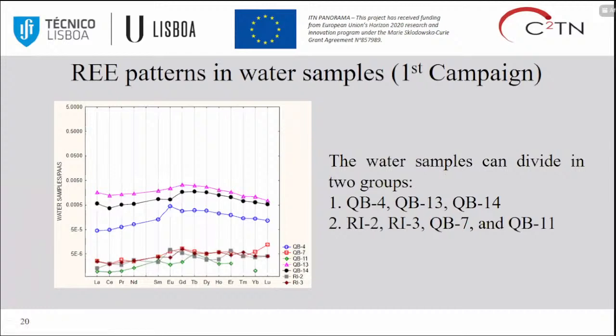So for the rare element patterns in the water samples, we can divide them into groups, exactly the same as the chemical parameters. We have this group corresponding to the samples inside of the old mine, except KB11, because, as I explained before, it has a different behavior. This sample also has the higher rare element concentration. And you can see one has a negative European anomaly, and this one has a positive European anomaly.